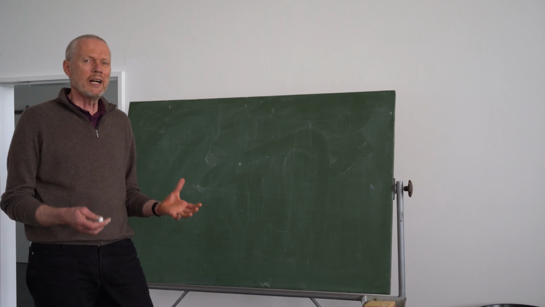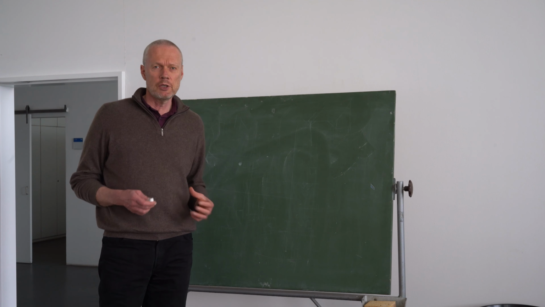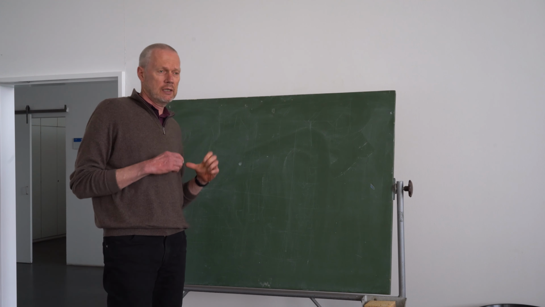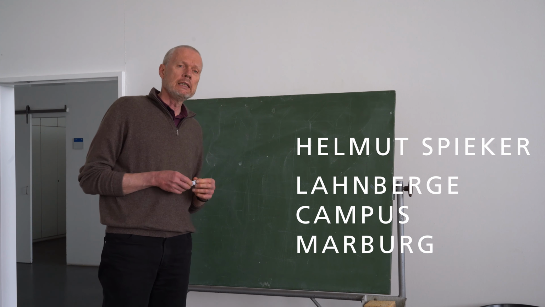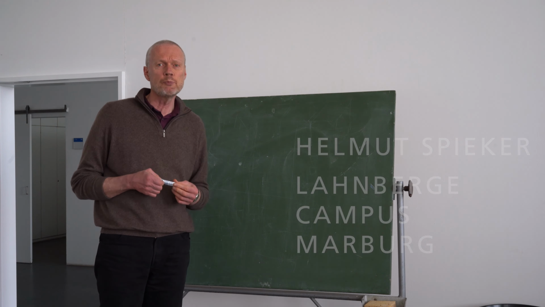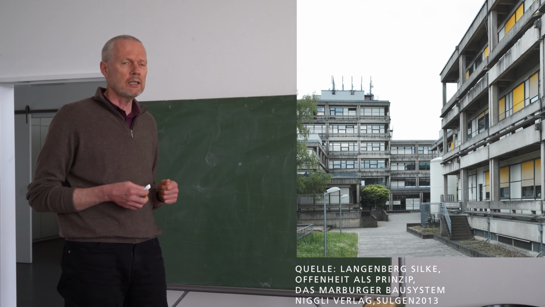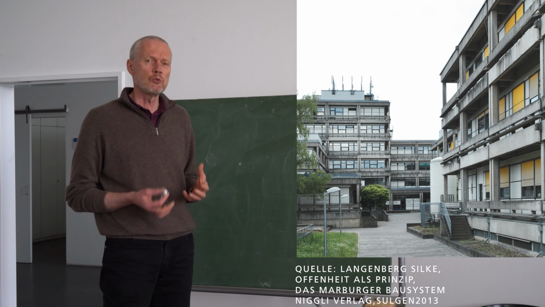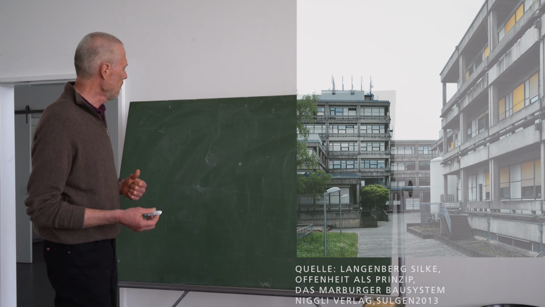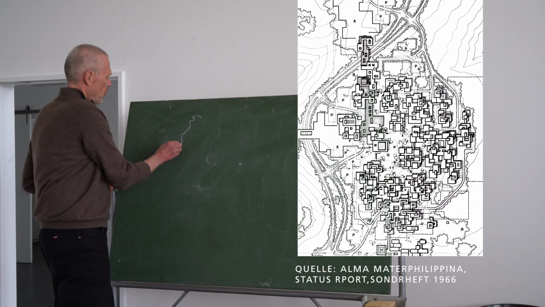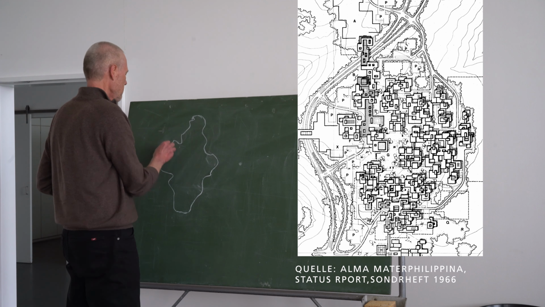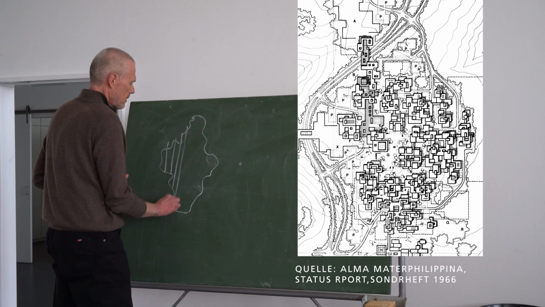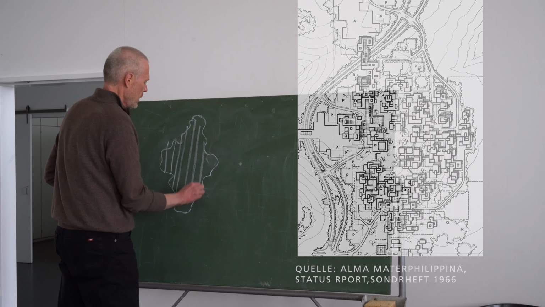So another well-known example of German university construction is the Lahnberge development in Marburg. And here architect Helmut Spieker, as director of the planning office, developed a system which is based on a square basic unit. So the whole thing is a sort of cancerous development, and this is subdivided in a square way.